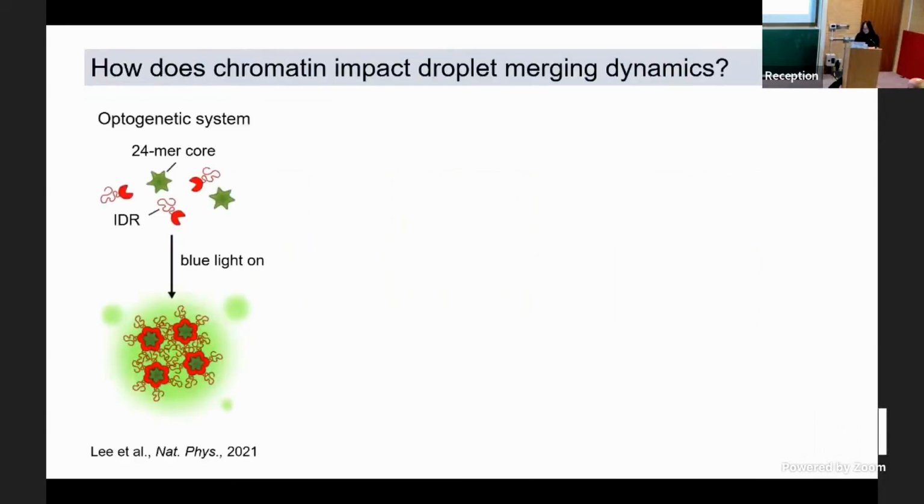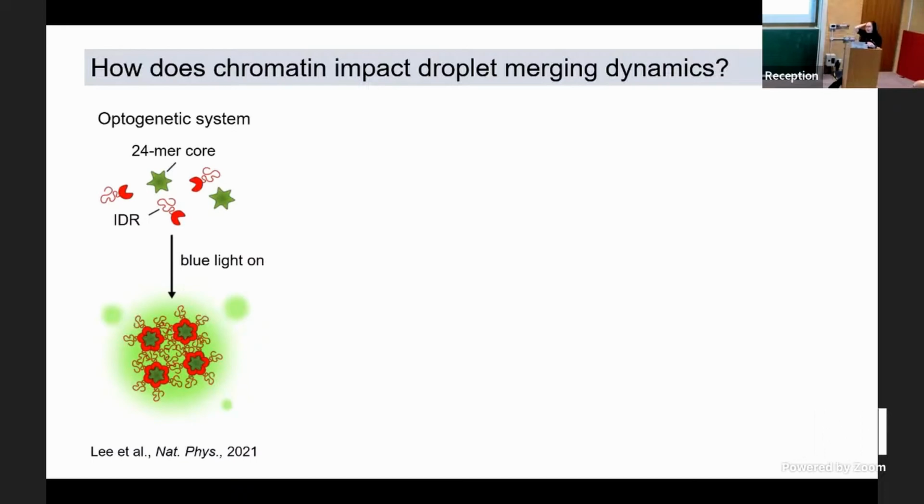Now, to understand how chromatin impacts droplet growth dynamics, Daniel used a novel optogenetic system to create droplets in the nucleus. Briefly, you have these red molecules, and they have intrinsically disordered tails. These tails are known to have weak attractions between each other, but the attraction is not strong enough to drive the system through phase separation on their own.